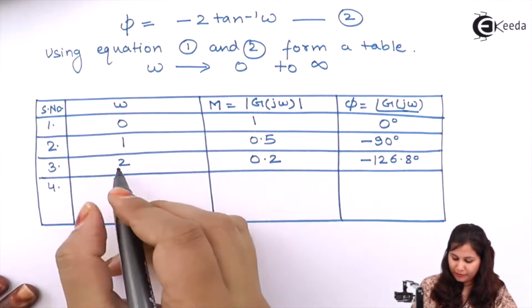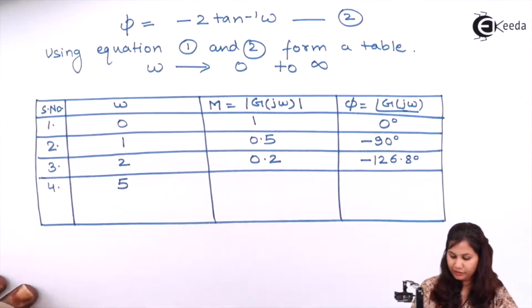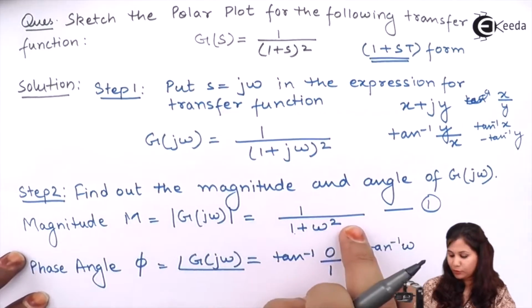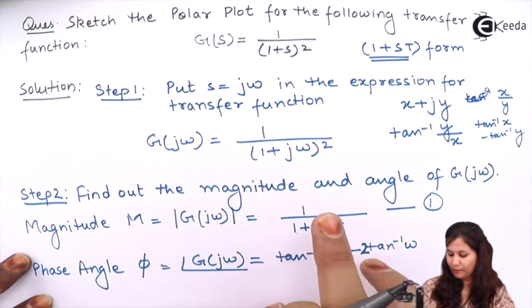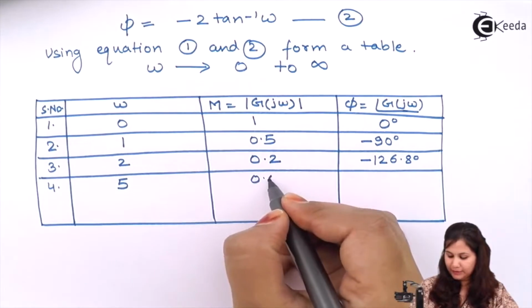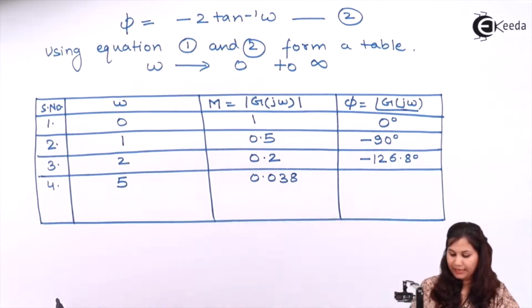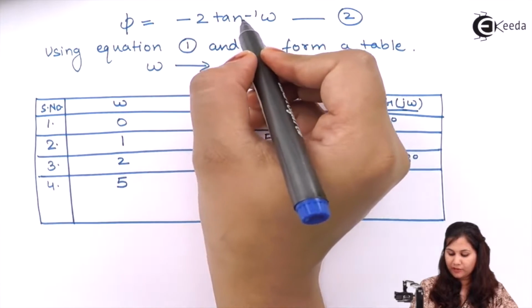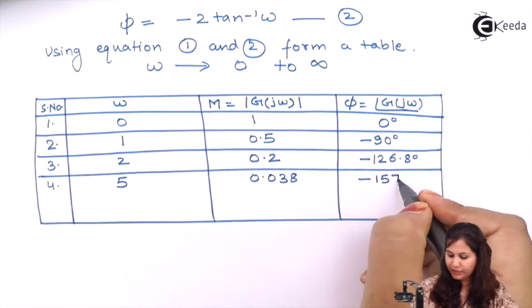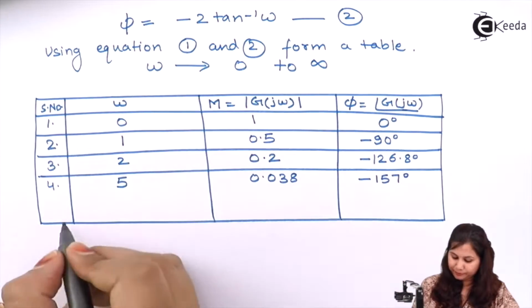Now let's take omega equals 5. Here if we put 5, then 5 squared is 25, 25 plus 1 is 26. So 1 upon 26, the magnitude will come out to be 0.038. And the phase angle, minus 2 tan inverse of 5, will be minus 157 degrees.